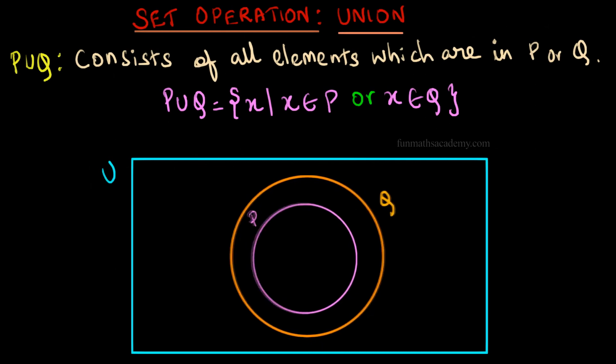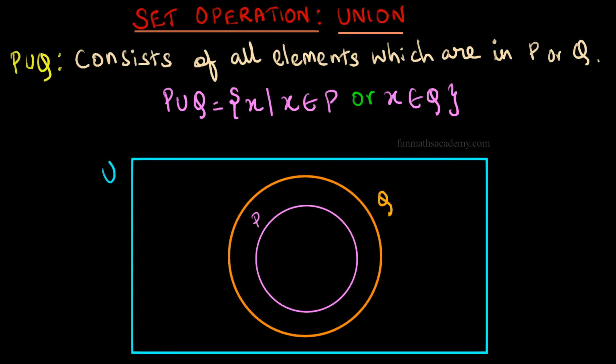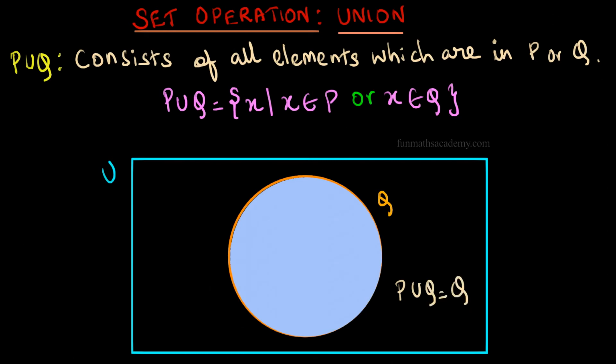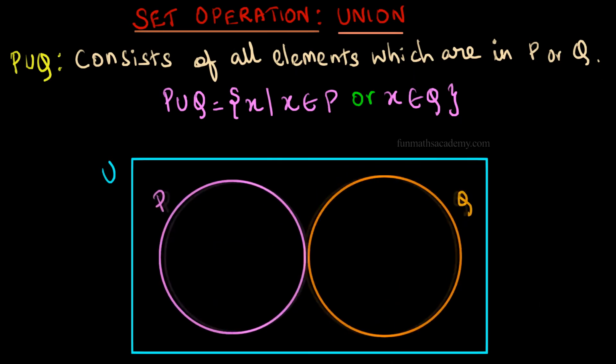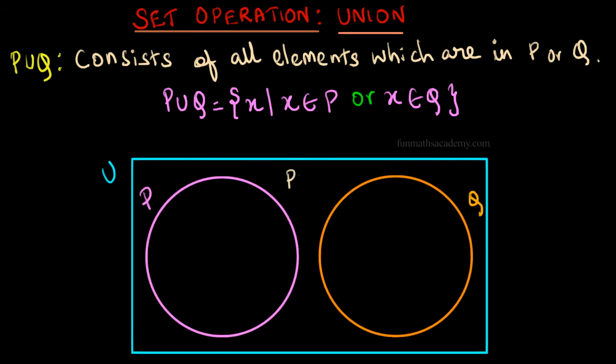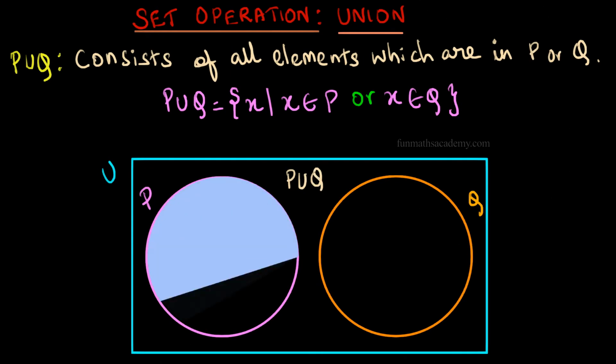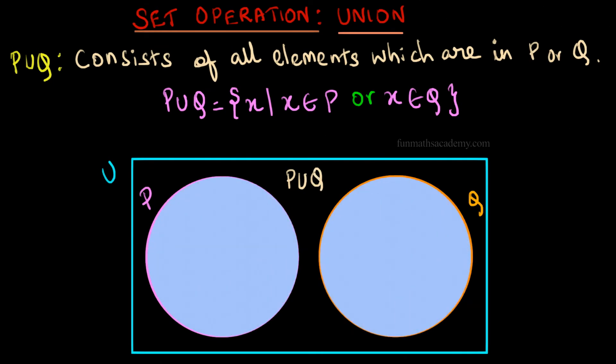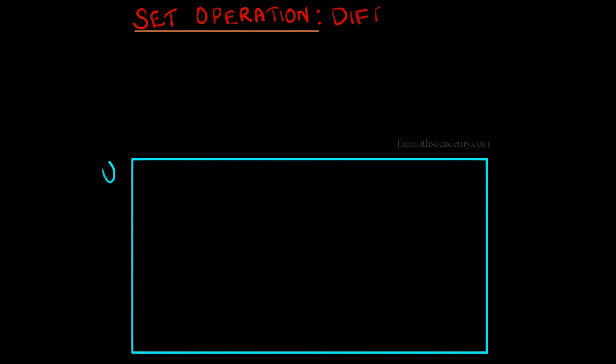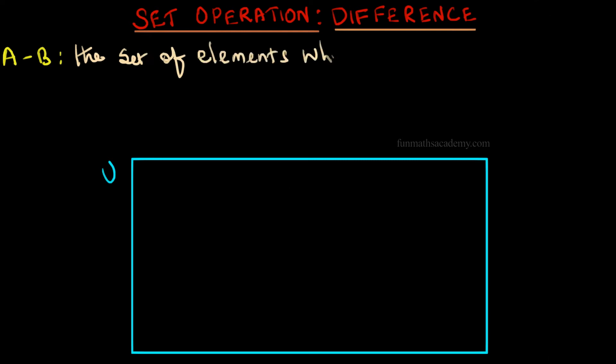If set P was a subset of set Q, you might see that the union of P and Q is set Q itself. Now, if P and Q were disjoint sets, then P union Q will be both the regions P and Q. The next operator we are going to use is difference. Now, set A minus B will be the set of all remaining elements of A when elements of set B are removed from set A.